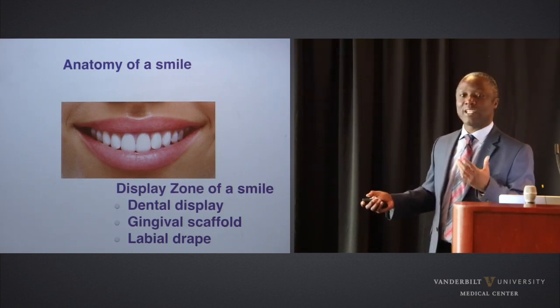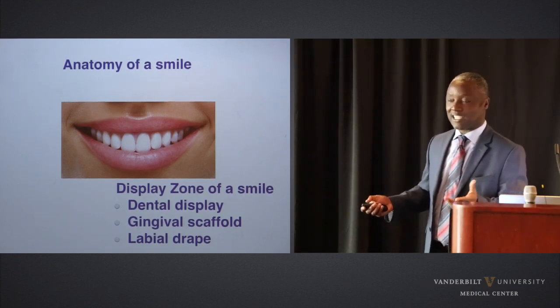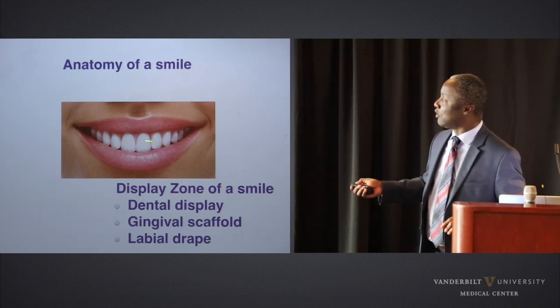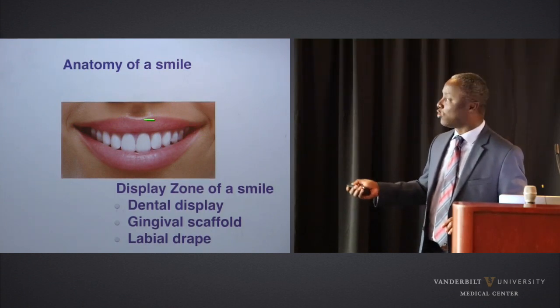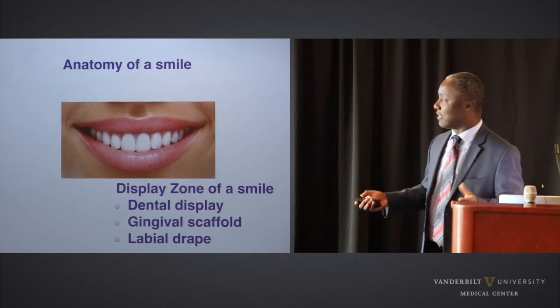And so if I'm going to use a gracilis to try to recreate a smile, I'm trying to get dental display. I want the gingiva to show. I want the lip to be elevated evenly. I want the commissures to be symmetric. This is what should guide how we do a gracilis muscle.